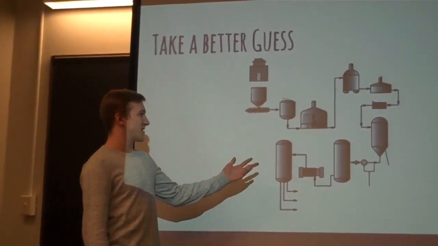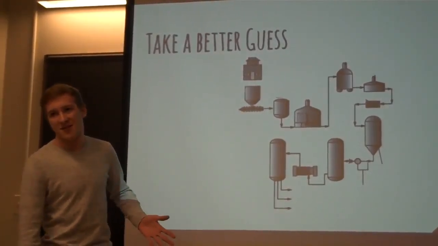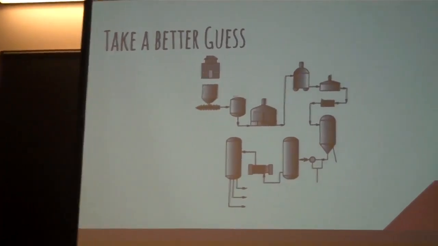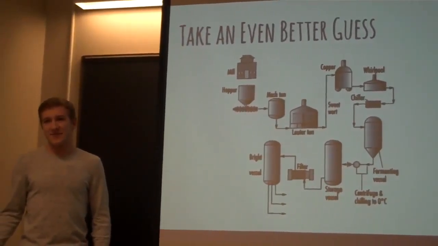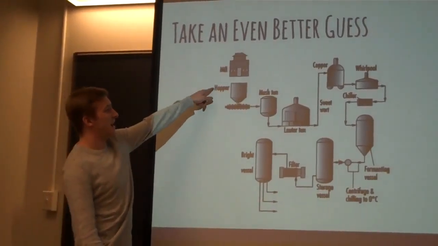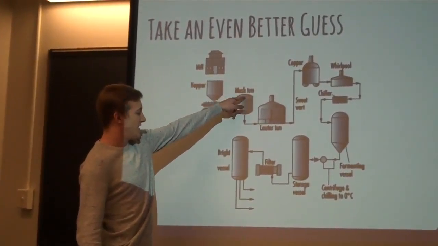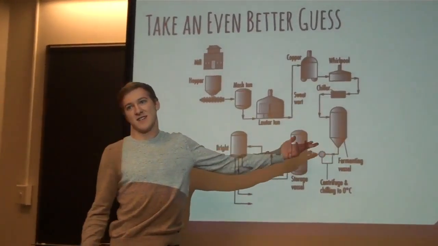A lot of these pictures don't make sense to anyone yet until they're given a word. I might know them, or a chemical engineer would know them. So can anyone take a guess at what this is? It's kind of hard to tell, but that's a mill, a hopper, a mash tun, and you get three products out. There's a fermenting vessel right here.